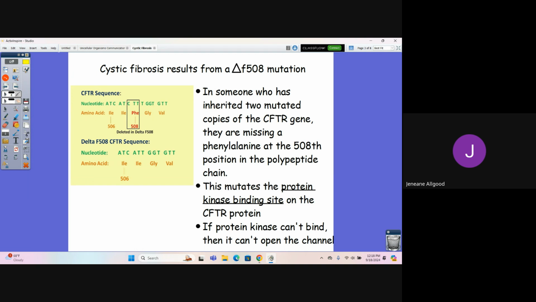And if the protein kinase can't bind, then the chloride ion channel can't open. So notice how I want you to spell this out. If the chloride ion channel can't open, okay, then water can't leave the lung cells to go into the airways to thin out that mucus. And so the mucus is going to be really sticky, right? Really thick. And so that's what we should see on the next slide.